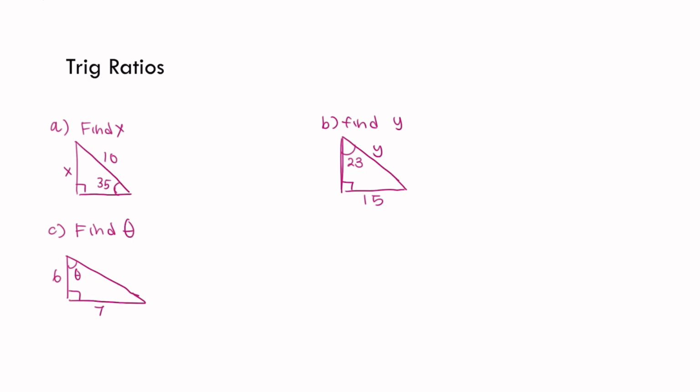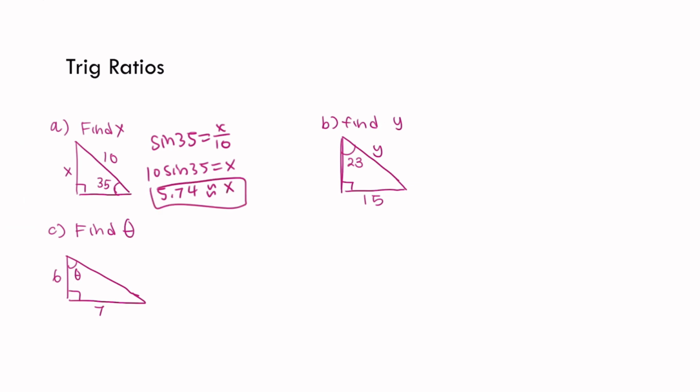Okay, here are just a few practice problems. For A, we're given angle 35 and then the opposite side x and the hypotenuse 10. So you can do sine of 35 is equal to x over 10. And just do 10 sine 35 is equal to x. Plug that into your calculator, you get 5.74 is the approximate value of x.